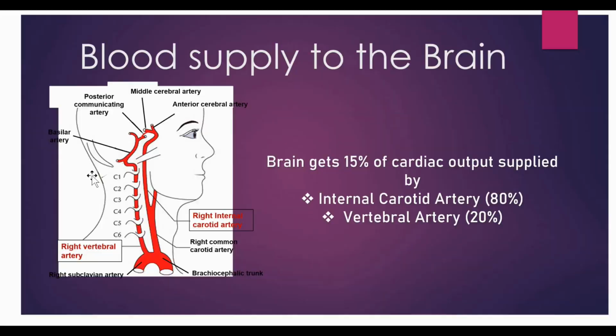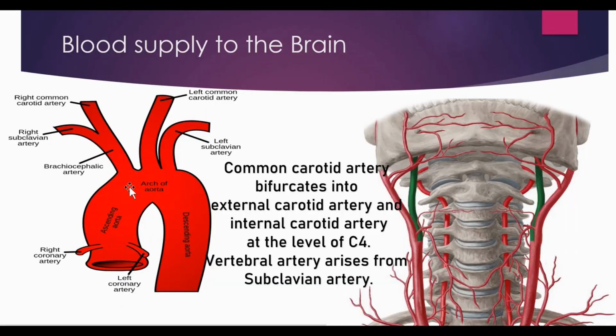If you look at the anatomy, this is the arch of aorta, and on the right side, the brachiocephalic artery arises from the arch of aorta. It bifurcates into the right subclavian artery and the right common carotid artery. So this is a picture of the right common carotid artery on the right side. And at the level of C4, it bifurcates. It divides into the external carotid artery and the internal carotid artery. So this is the external carotid artery, which rises from the common carotid artery and bifurcates at the level of C4. The external carotid artery supplies the face, scalp, and skull, whereas the internal carotid artery supplies the brain.